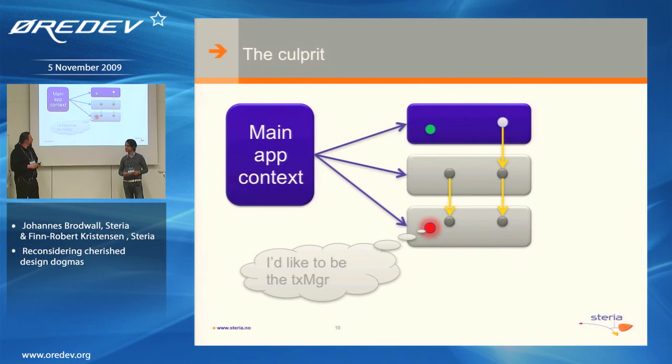So this is a particular problem in Spring because it has a flat namespace, so you can't have two things having the same name with a limited context like that.